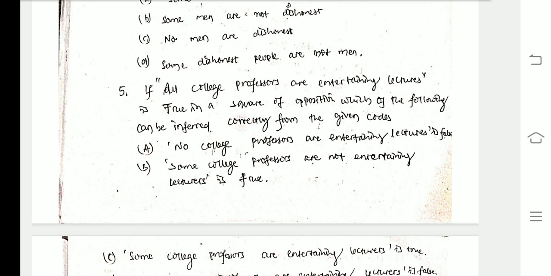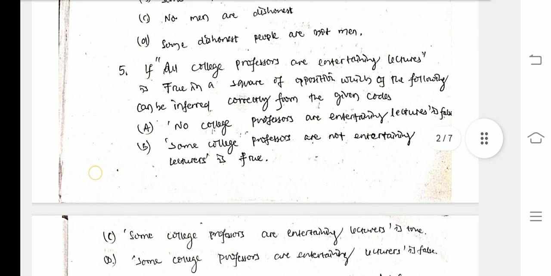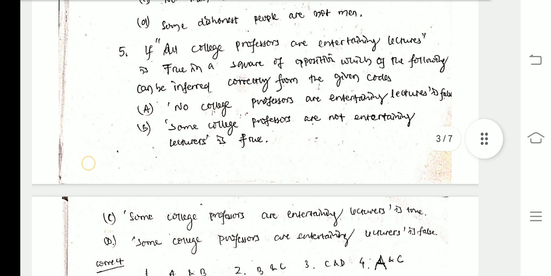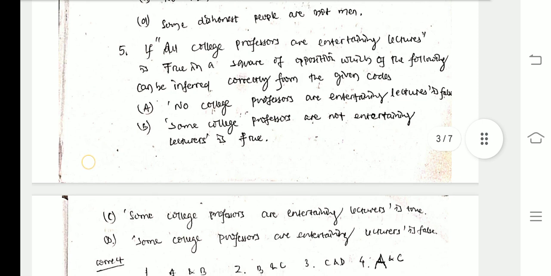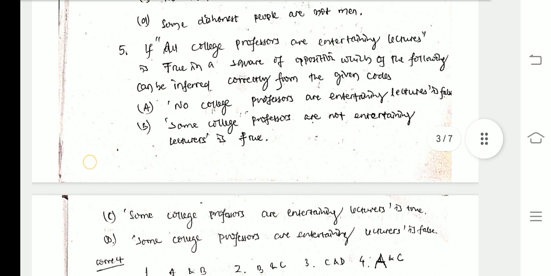Now question number 5: all college professors are entertaining lectures. This is a proposition which is given as true. So we have to choose from the square of opposition which of the following is inferred correctly. As A is true, no college professors are entertaining lectures is false. Yes, at least one of them has to be false. So A will be taken. Some college professors are not entertaining lectures.